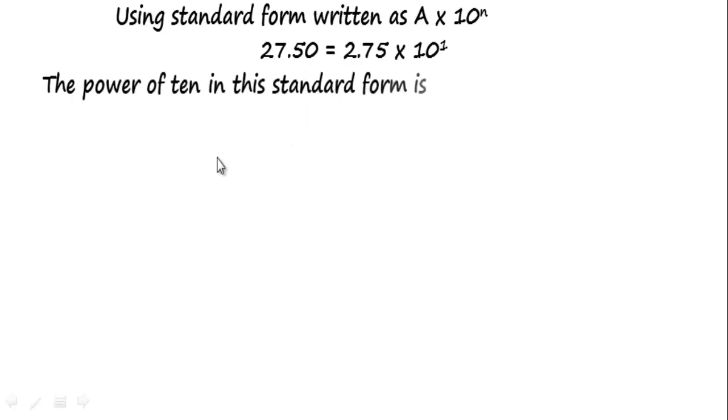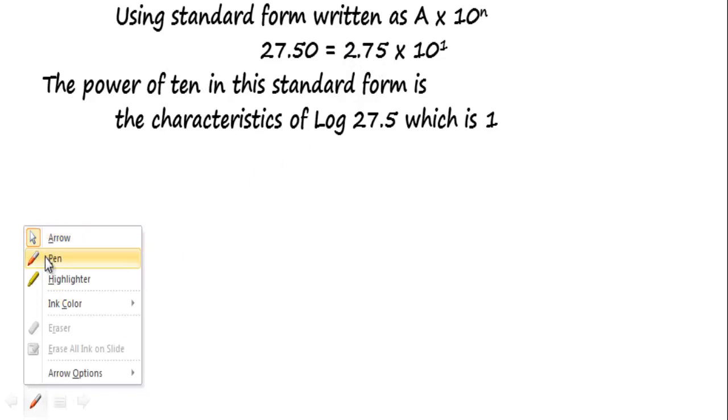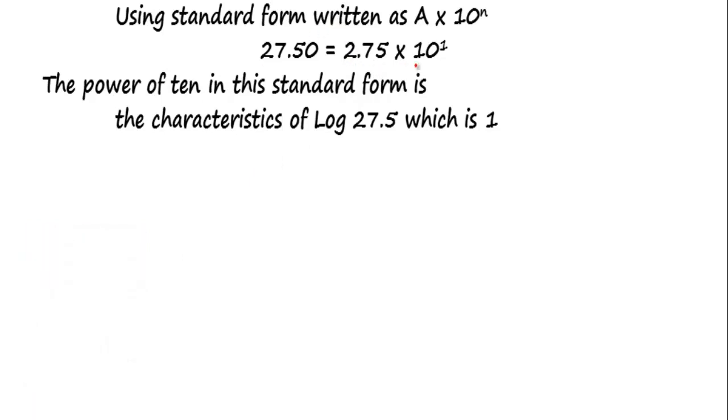Now the power of 10 in this standard form is what? It is 1, which is the characteristic that we are talking about. So if we are writing the log of 27.5, you are going to have 1 as the characteristic. Are you getting it? When you have written your standard form, you only have one characteristic, which is shown from your standard form.